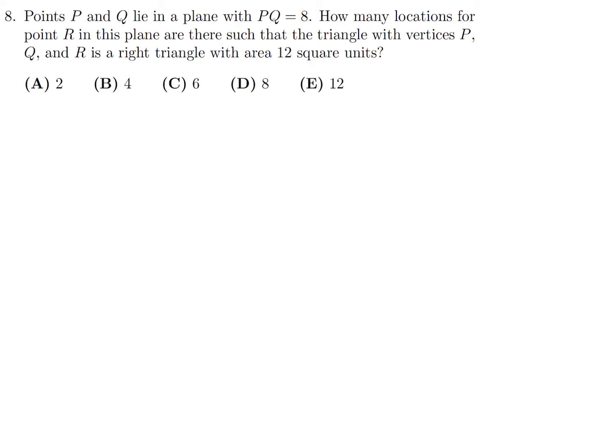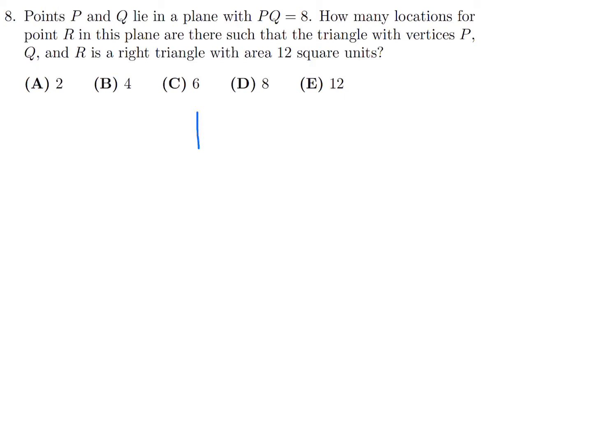Points P and Q lie in a plane with PQ equal to 8. How many locations for point R in this plane are such that the triangle with vertices PQR is a right triangle with area 12 units? Okay, well, we got to figure out how we're going to do this, and the best way, of course, is with a diagram. So I'll put in the first one.